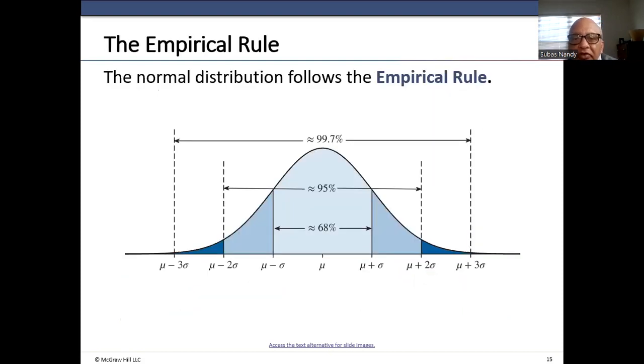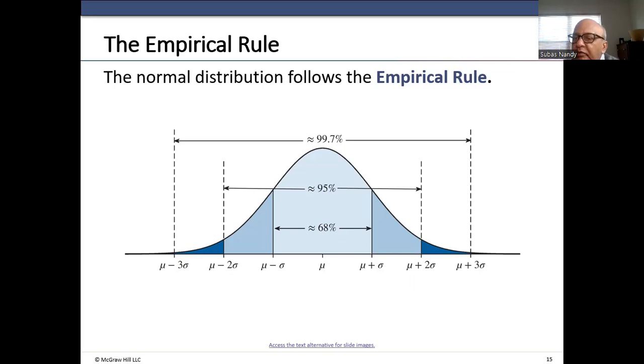The normal distribution follows the empirical rule. What does it mean? At the center, where the peak is the highest, is mu. You add one standard deviation to the mean on the right to get mu plus sigma. You subtract one standard deviation from the mean to get the point mu minus sigma on the horizontal line. From there, you draw a vertical line. From mu plus sigma, you draw the vertical line. According to the empirical rule, 68% of the data will fall between mu minus sigma and mu plus sigma.